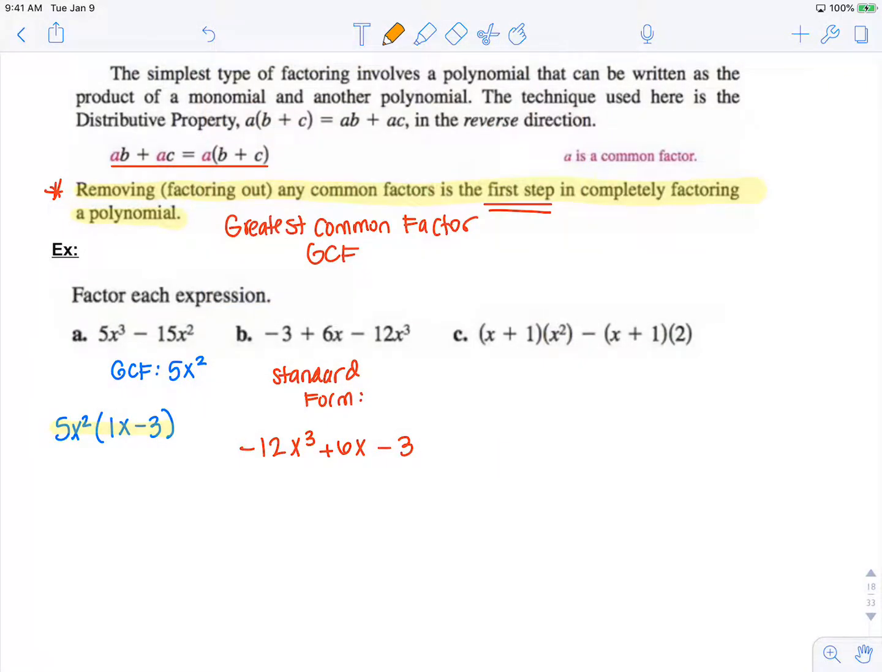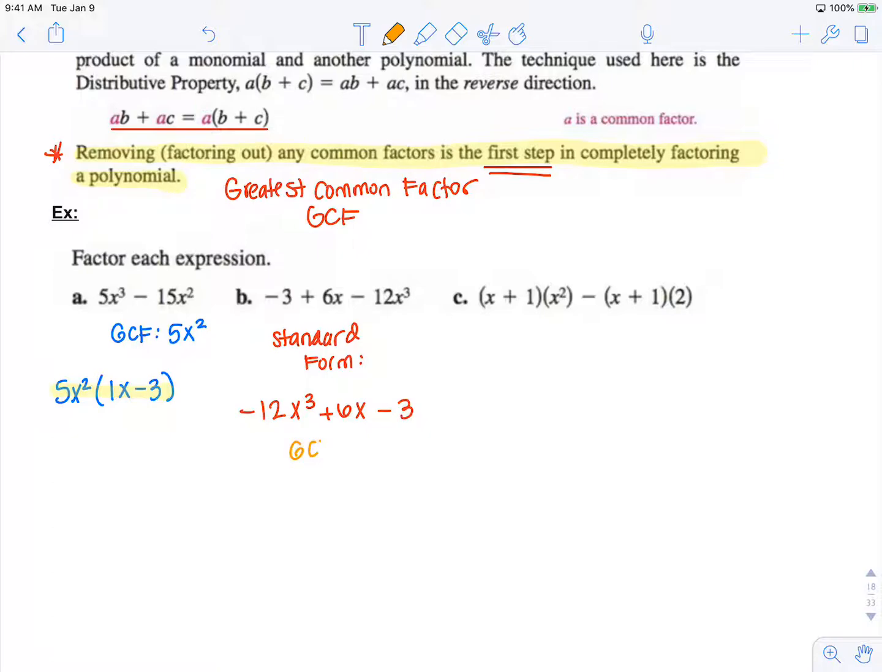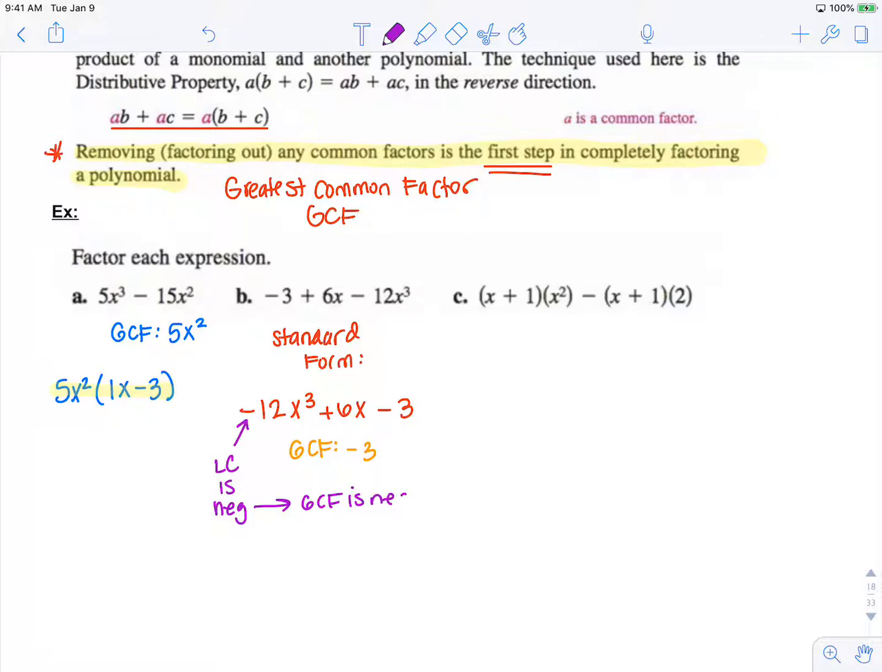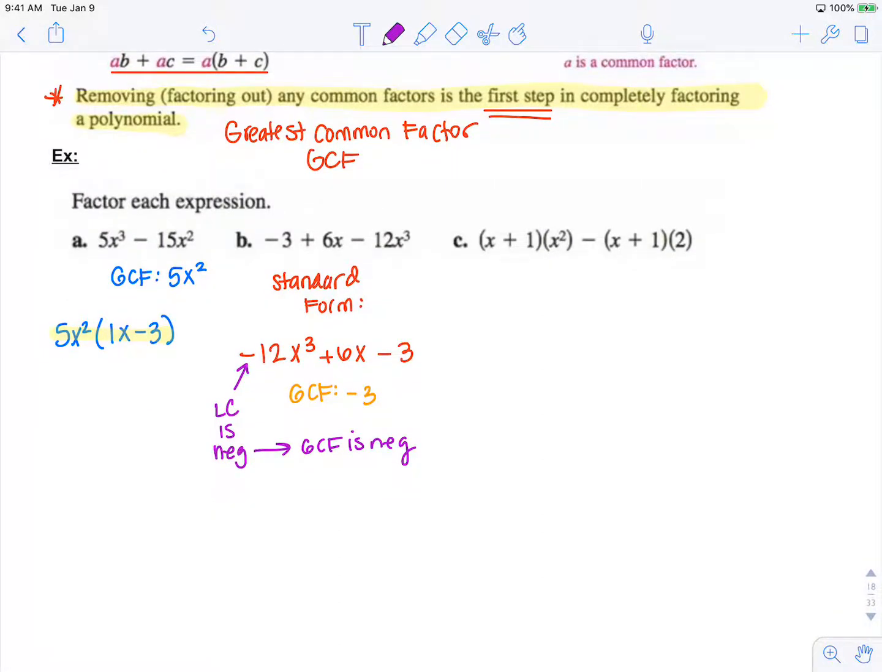Now if I look at this, my GCF is going to be negative 3. And the reason why it's negative 3 is because our leading coefficient is negative. So that means our GCF is negative. So that is a rule. If I factor out negative 3, that leaves positive 4x cubed minus 2x plus 1.